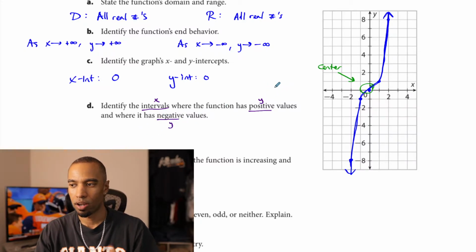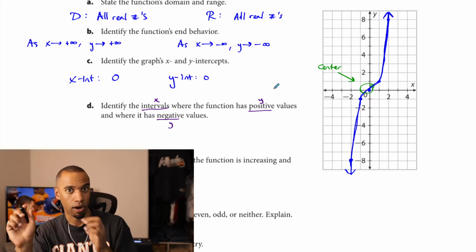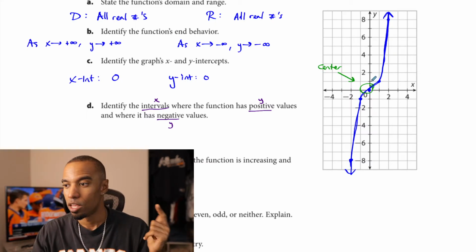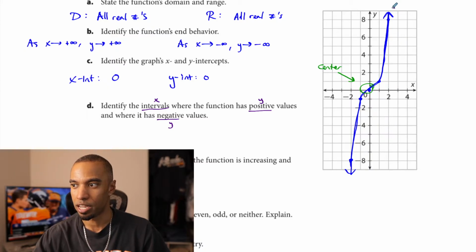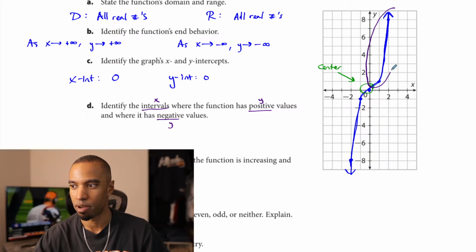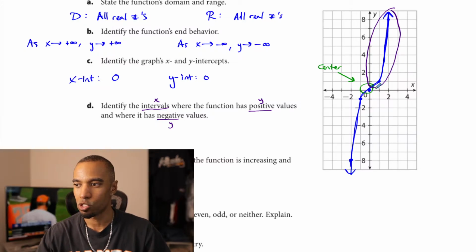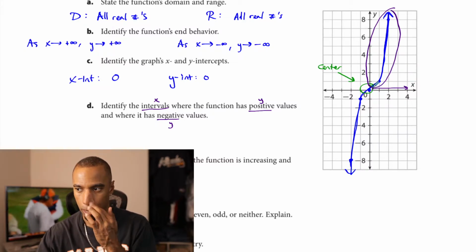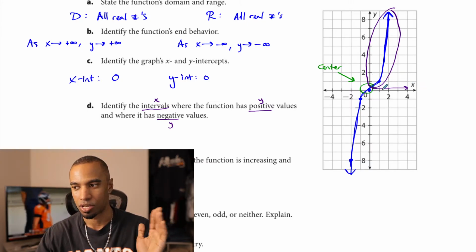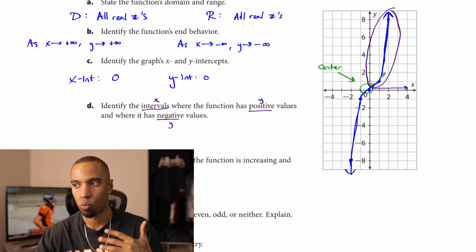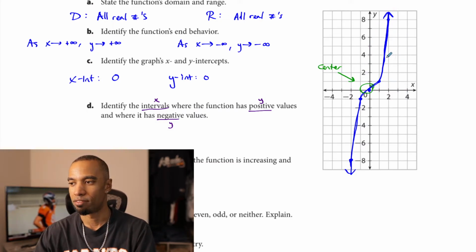So where on x are y values positive, where on x are y values negative. The y values are positive when we're over here, right? These are positive y values. They're above the x-axis here. And those are the values when we're on x values that are to the right of 0. As we go more to the right, the y values will go even more positive. Anything to the right of 0, we're getting positive y values there.